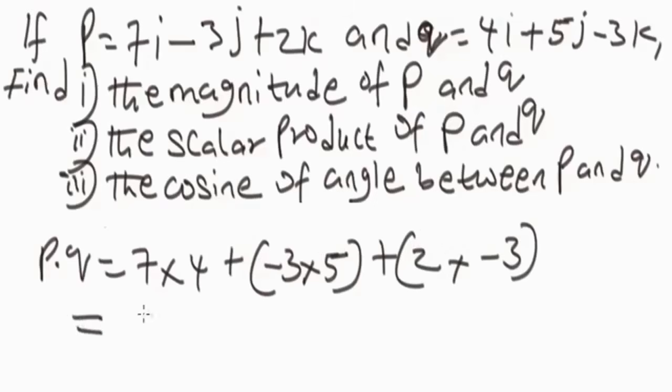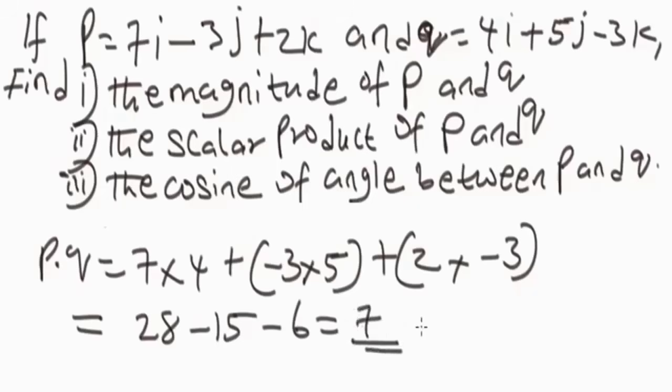So when you simplify, we're going to have 7 times 4, we have 28, minus 3 times 5 will give us minus 15. Then 2 times negative 3 will give us minus 6. So when you simplify further, you're going to get 7 as the answer. So this will be the scalar product of these vectors P and Q.